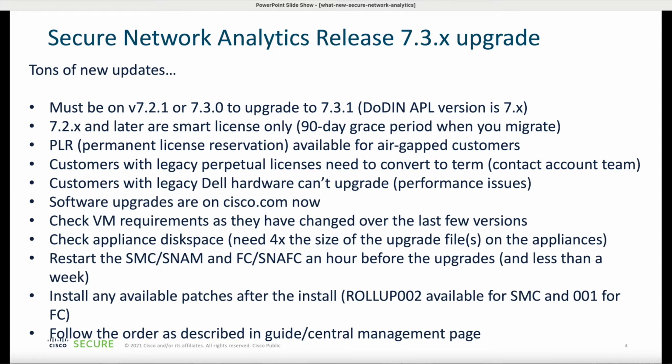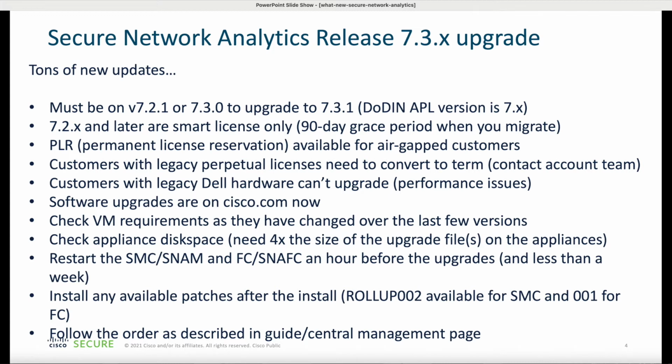7.2x and later are smart license only. So if you have a perpetual license, you will have to switch to term. If you have an air gap network, you will have to do PLR. We do have that available. We do have a lot of federal customers, so they built that right into the product when they released 7.2. So that is great news.